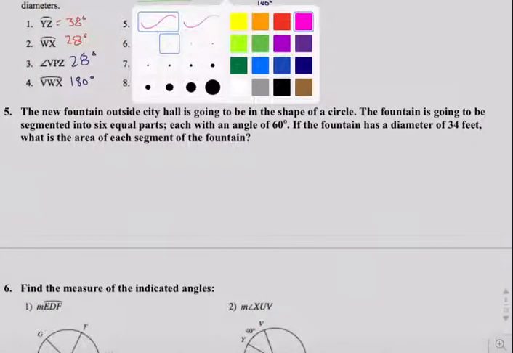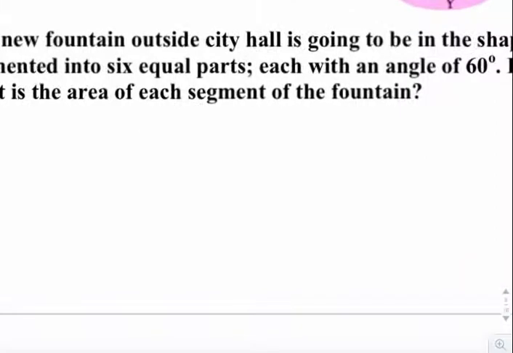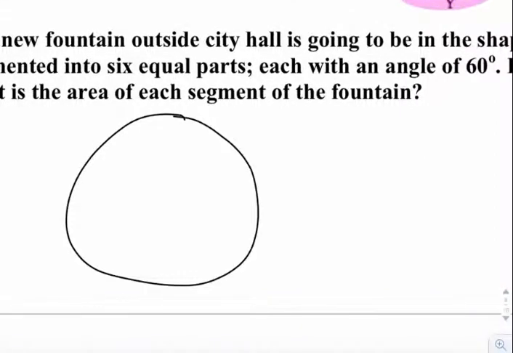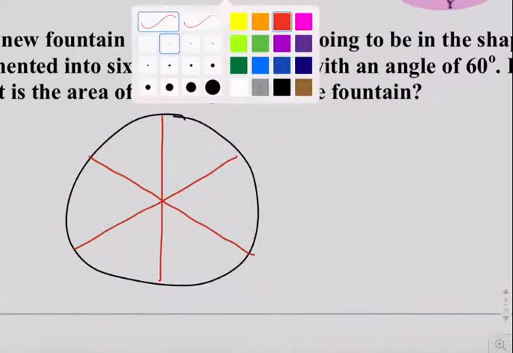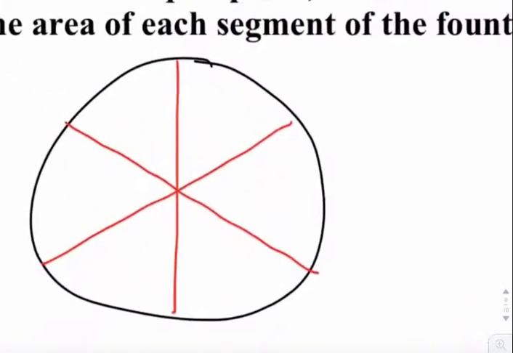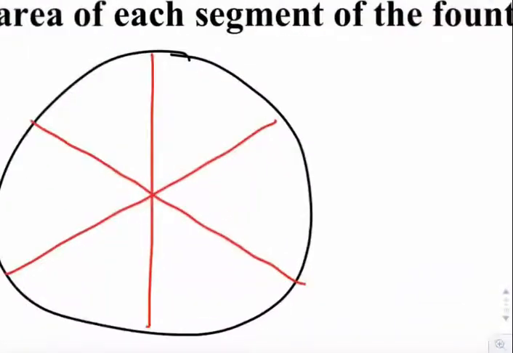Okay, well, the first thing we have to do is draw this thing. So let's go ahead and draw that fountain, and the segment into 6 parts. Okay, so there, there, there. And these are supposed to be the same value, but again, this is a drawing. And each has an angle of 60. So that's 60, 60, 60, 60, 60, 60.